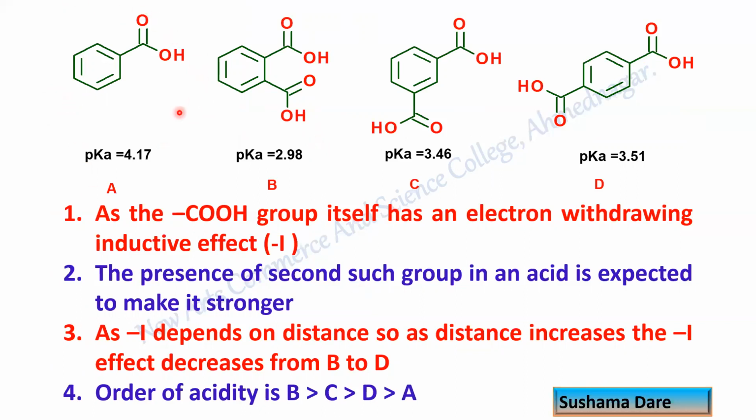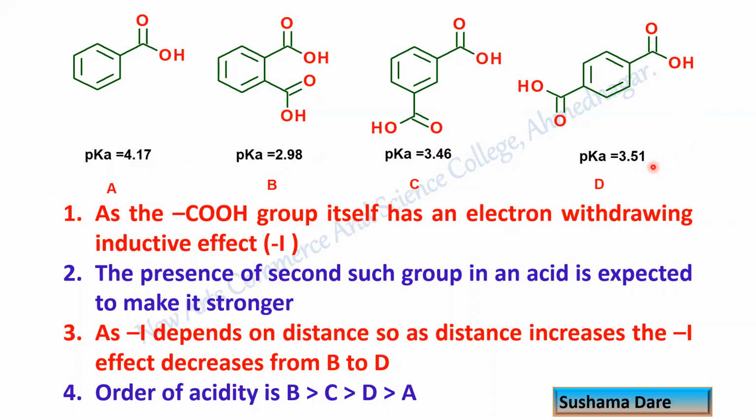So this is now the next example. Here, these are the introduction of COOH group on aromatic ring. So here only one COOH group, that is benzoic acid. Here there are two COOH groups on benzoic acid and the relation is again ortho to each other. Here these two acid functional groups are meta to each other. Here these two are para to each other. So look at the pK values: 4.17, 2.98, 3.46 and 3.51.